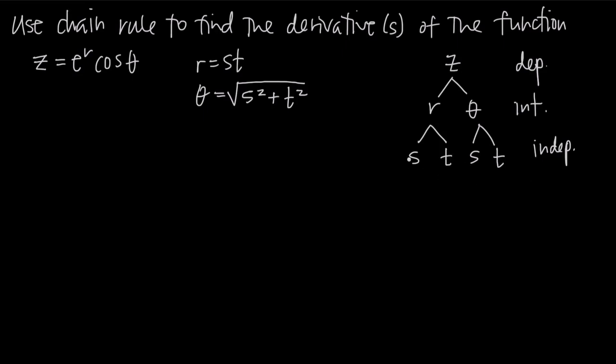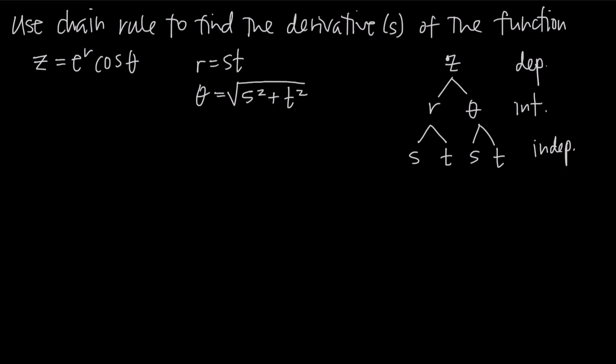Again, when you just have one independent variable, you can just find the normal derivative of the dependent variable with respect to the independent variable. But when you have multiple independent variables, your final answer is going to be a partial derivative of the dependent variable with respect to each of the independent variables. We've got two independent variables, so our final answer is going to include two different partial derivatives, one with respect to s and one with respect to t. So let's talk about how to find the partial derivative with respect to s first.